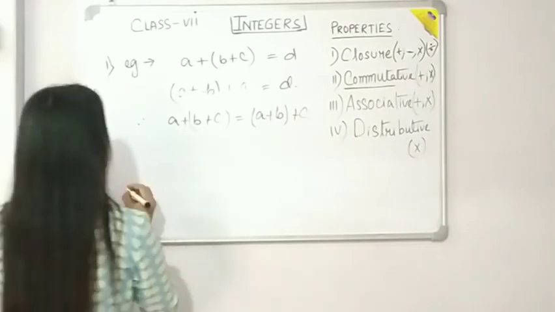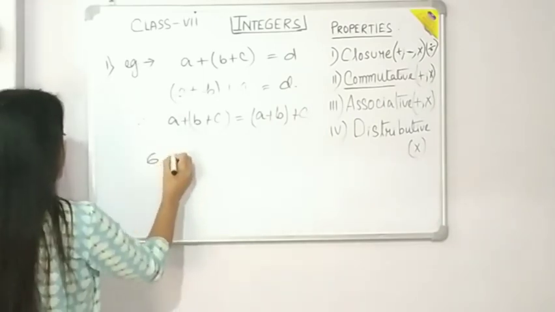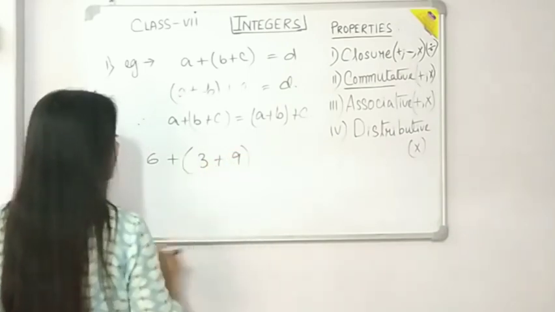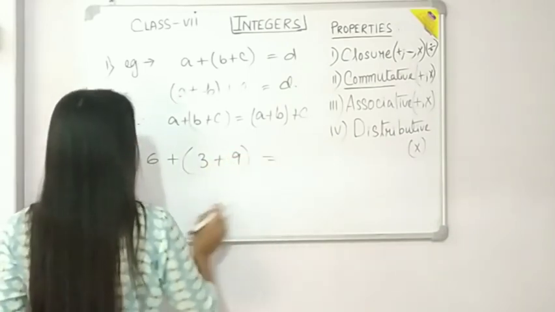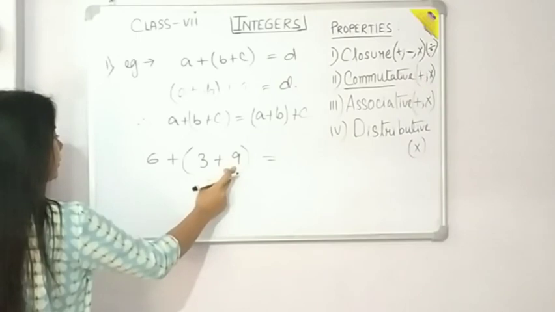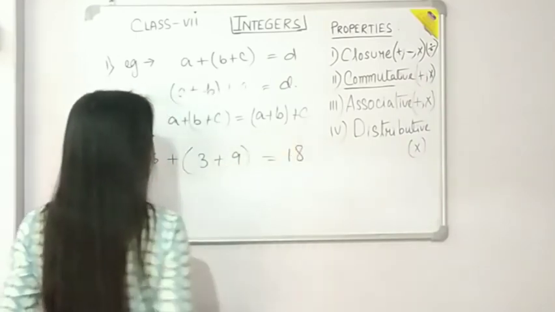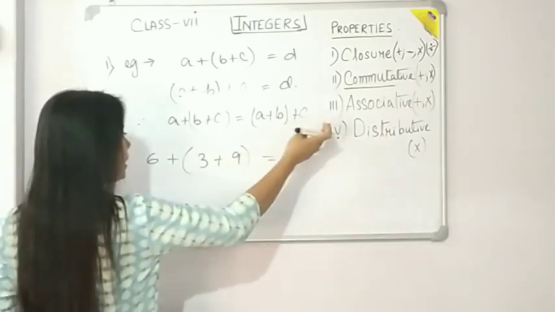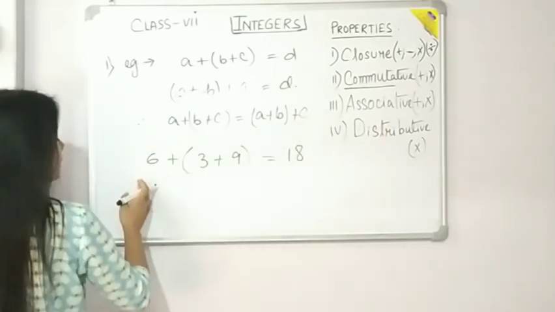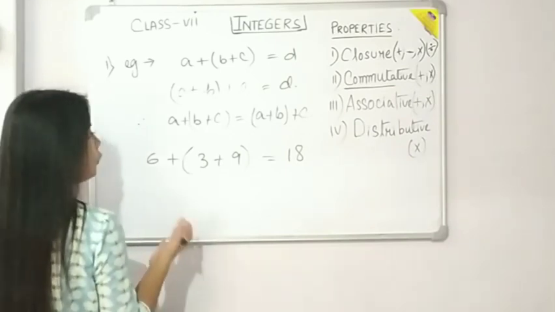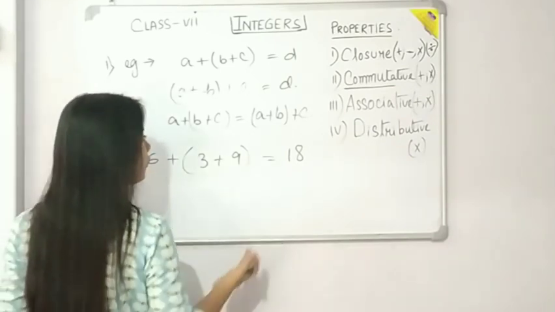Let the numbers be 6 plus 3 plus 9. So what is the answer? 3 plus 9 is how much? 12. 12 plus 6 gives 18. Alright. And according to associative property, what do we know? We know that 3 or more integers can be grouped in any order. The answer will always remain same.